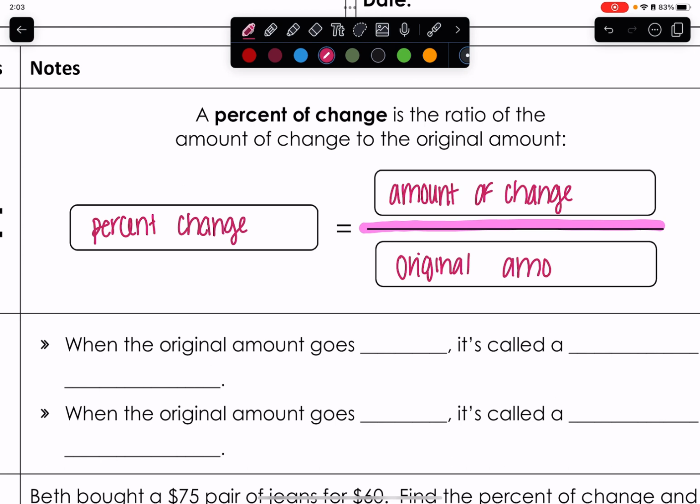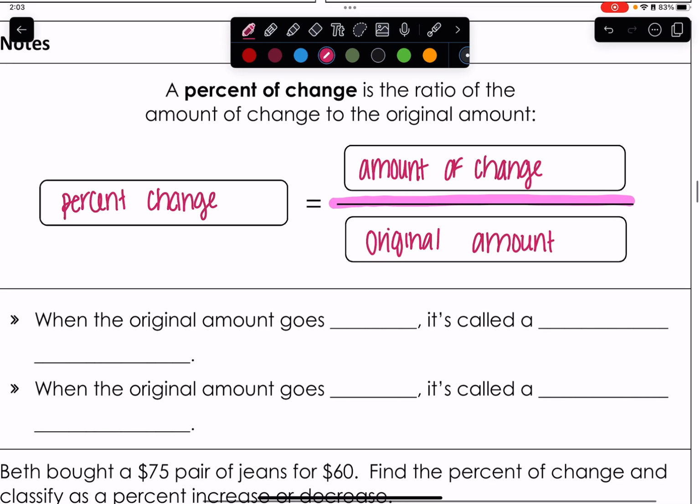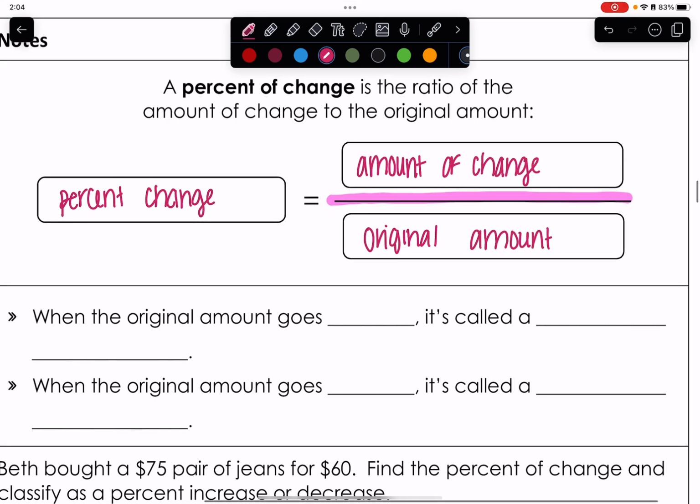Okay, so the best example I can give for this is maybe like a test, right? I keep going back to the test. So if I get 15 out of 20 on a test, that would be 75%, okay? I would do 15 divided by 20. So let's say I get 75% on a test. My teacher allows me to make corrections. I go up to a 90%. So if the original amount goes up, then it's called a percent increase.